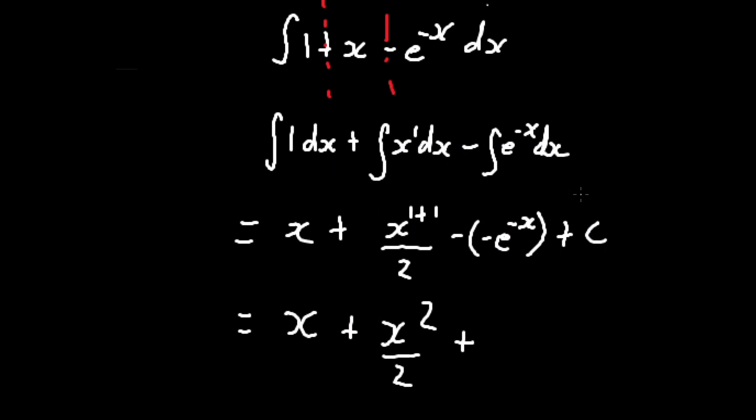So two wrongs make a right, the two negatives there. You can imagine that negative and that negative combine forces and make a plus. Plus c. And that is our final answer.